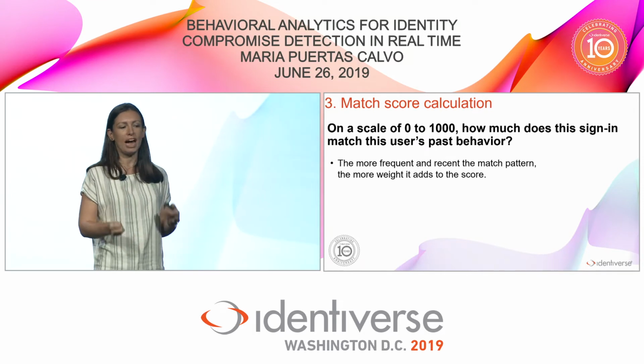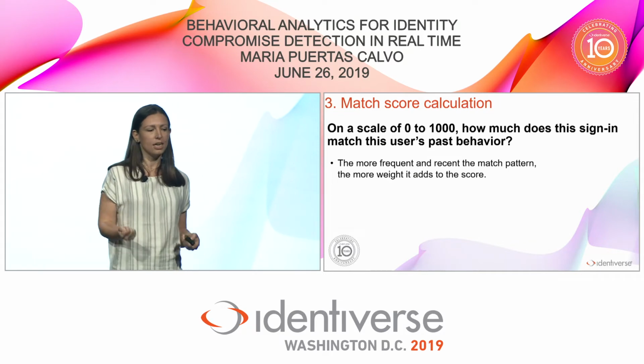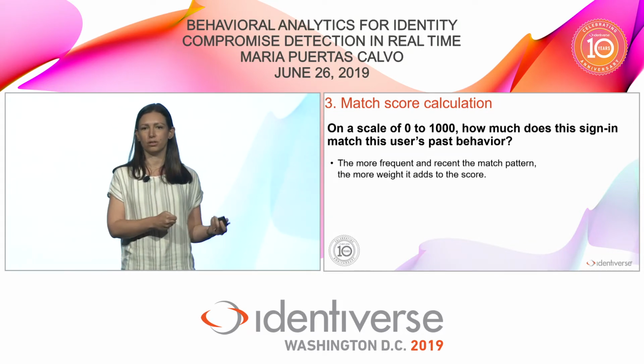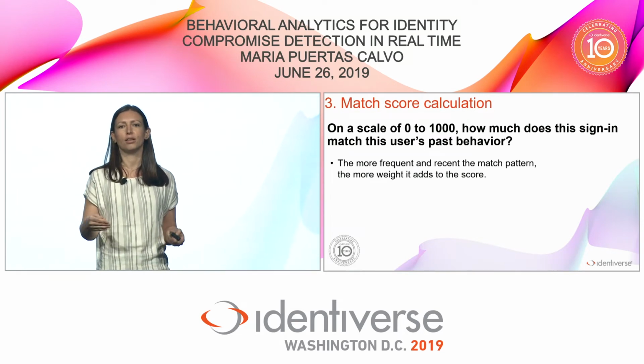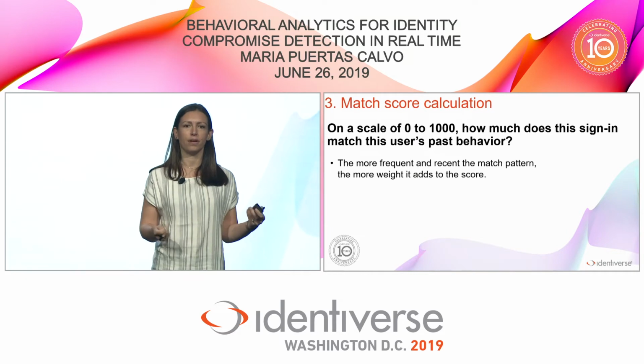So in general, we're adding weights to the things that we're matching, right? The more frequent and recent a pattern is, the more weight it will add to the match score. So if you log in from an IP that you log in from every day, that's going to have more weight than if you log in from an IP that maybe I've only seen you from one time.